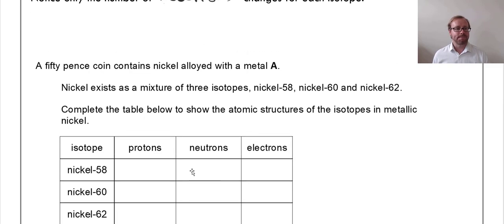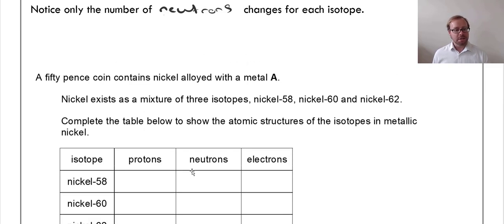Okay, so let's go through the answers. A 50p coin contains nickel alloyed with a metal A. Nickel exists as a mixture of 3 isotopes, nickel 58, nickel 60 and nickel 62. Complete the table below to show the atomic structure of the isotopes in metallic nickel.